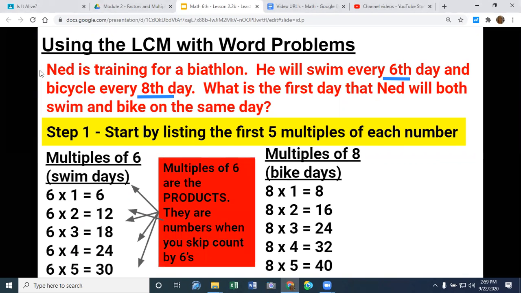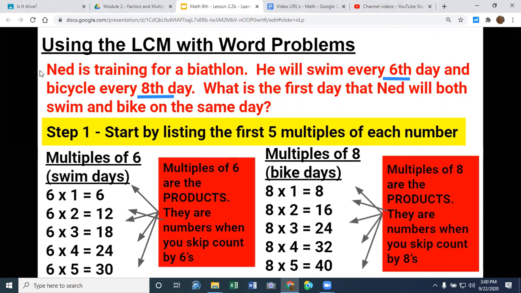Multiples of 8. 8 times 1 equals 8. 8 times 2 equals 16. 8 times 3 equals 24. 8 times 4 equals 32. 8 times 5 equals 40. The multiples of 8 are the answers: 8, 16, 24, 32, 40. Skip counting by 8s. Notice how the multiples of 6 represent swim days, the days he will swim. The multiples of 8 represent the bike days, the days he will bike. You want to know when there's going to be a first match. Do you see one?